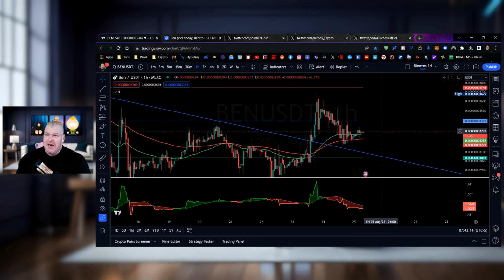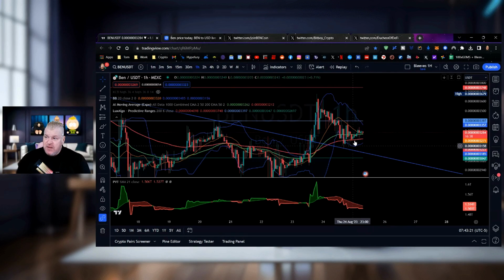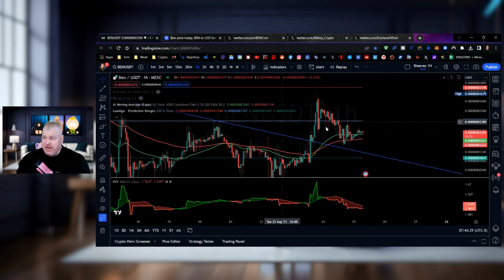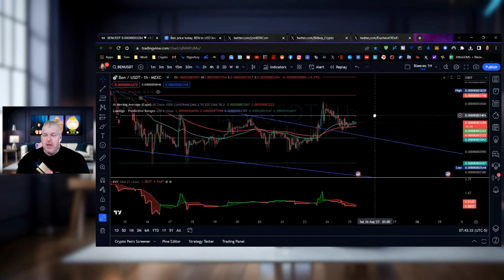But this tightening up, which I think you probably wouldn't be surprised if I pulled out Bollinger Bands and started to show you how tight things are getting right now. Tight usually means there's going to be a move in one direction or the other. Now, the question you have to ask yourself is, what direction do you think Ben is going to move in right now? So the honest assessment is, well, we don't have any kind of positive news.